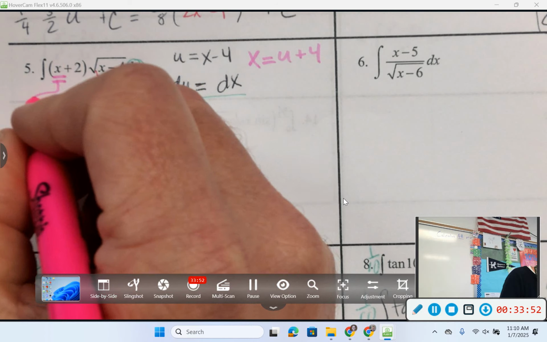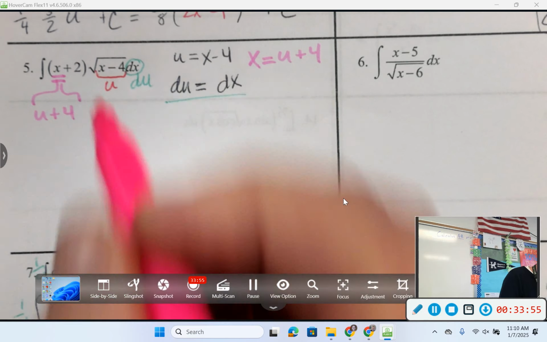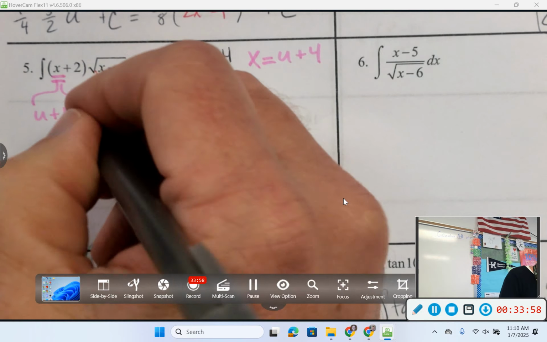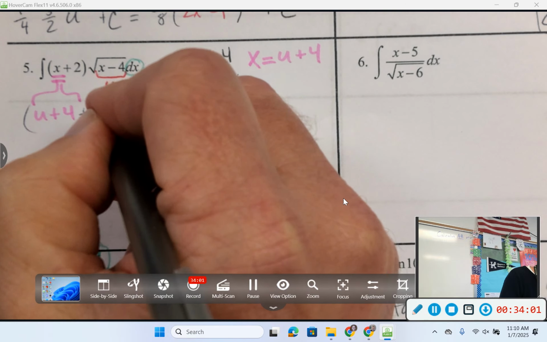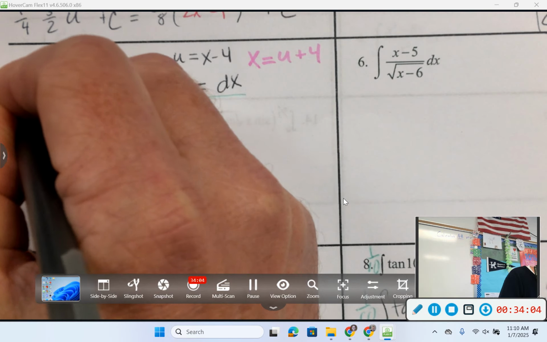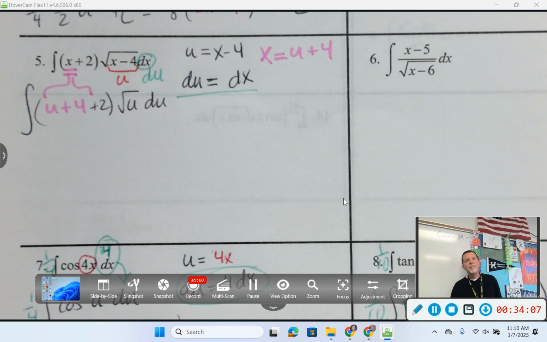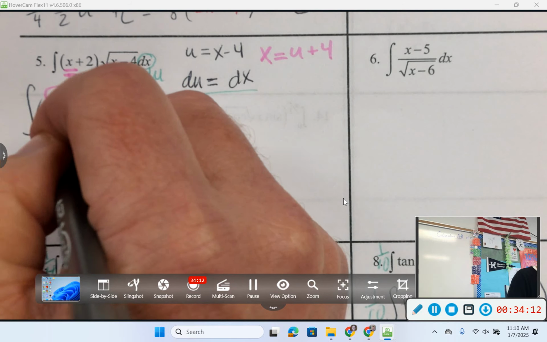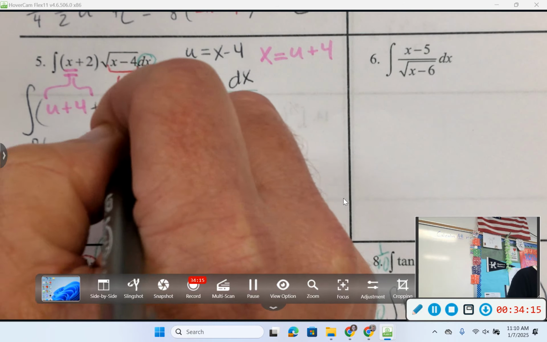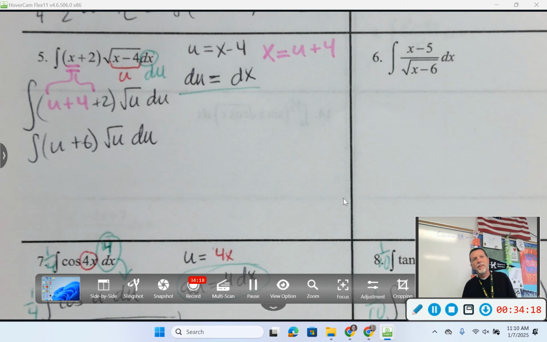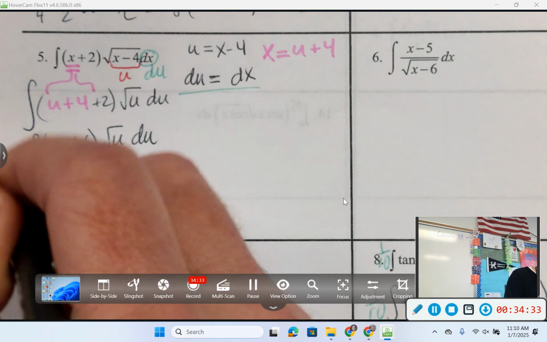So in place of x goes u plus 4. Plus 2 is still there. Now we got the square root of u du. Okay, that's kind of ugly, but we've got it all in terms of u. So u plus 6, square root of u du. There is no product rule for antiderivatives, so I can't do anything yet. I need to do algebra first. So I'm going to distribute this square root of u.